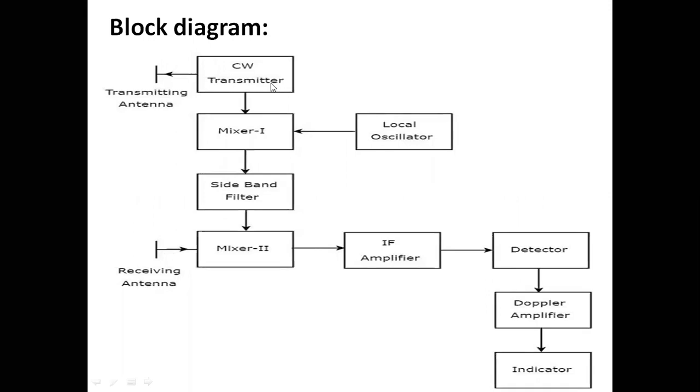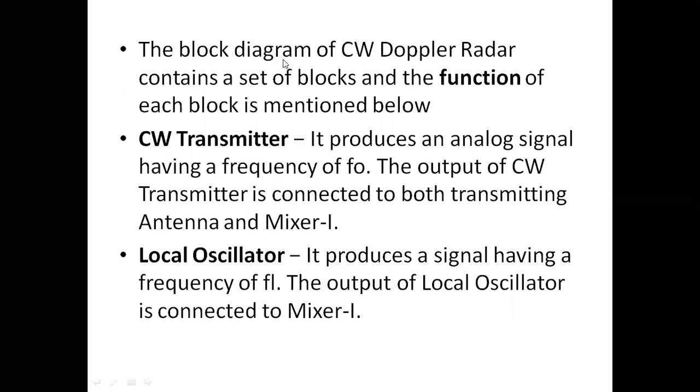In this figure we have two antennas. One is the transmitting antenna, another one is the receiving antenna. This is the receiving section and this is the transmitting section. Here we have continuous wave transmitter, mixer and local oscillator, sideband filter, mixer 2, IF amplifier, intermediate frequency amplifier, detector, and Doppler amplifier and indicator. We will discuss each and every block. That means the function of each and every block is mentioned here.